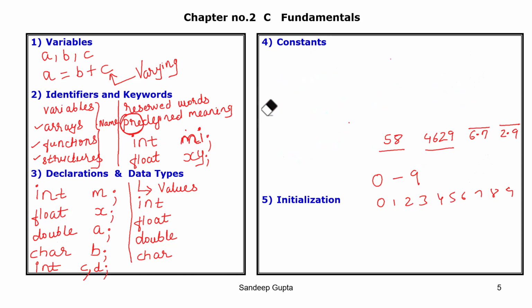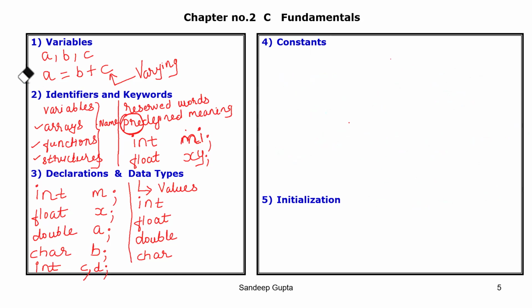Let me just erase this. The next heading over here is constants. Okay. Now let's say I write a statement like this. What statement? b is equal to c plus 98. Now in this statement, b and c are variables and 98 is what? 98 is actually a constant.